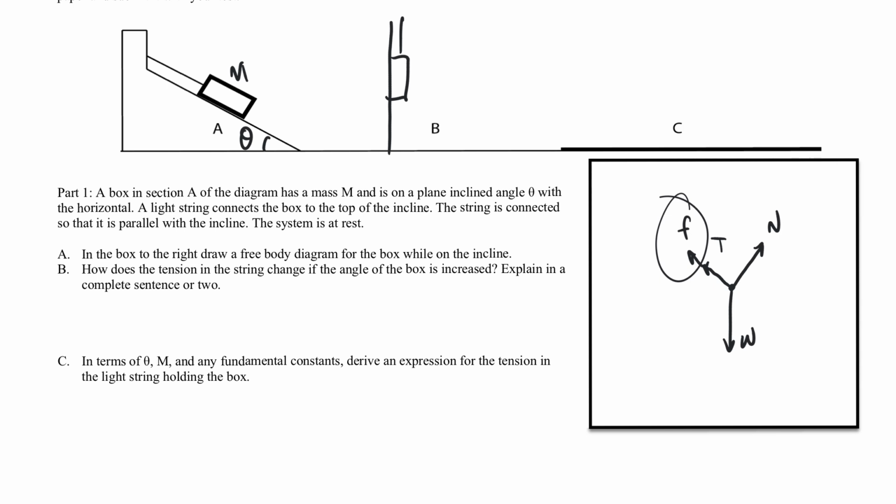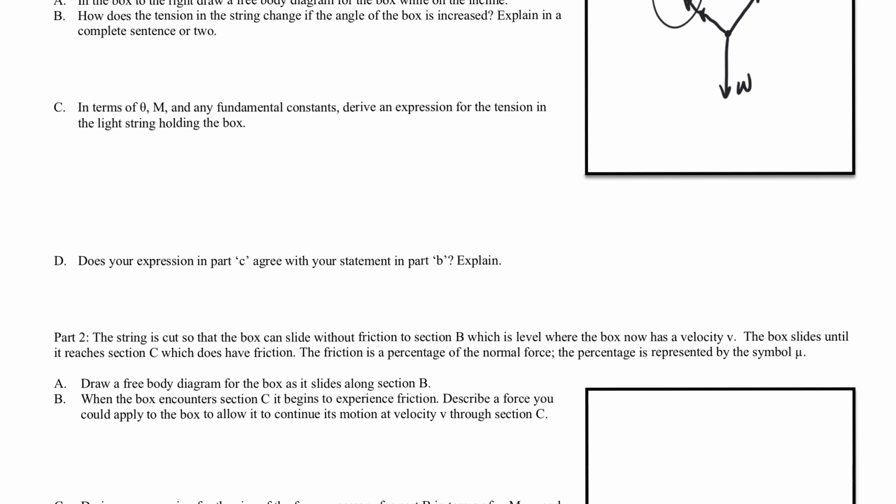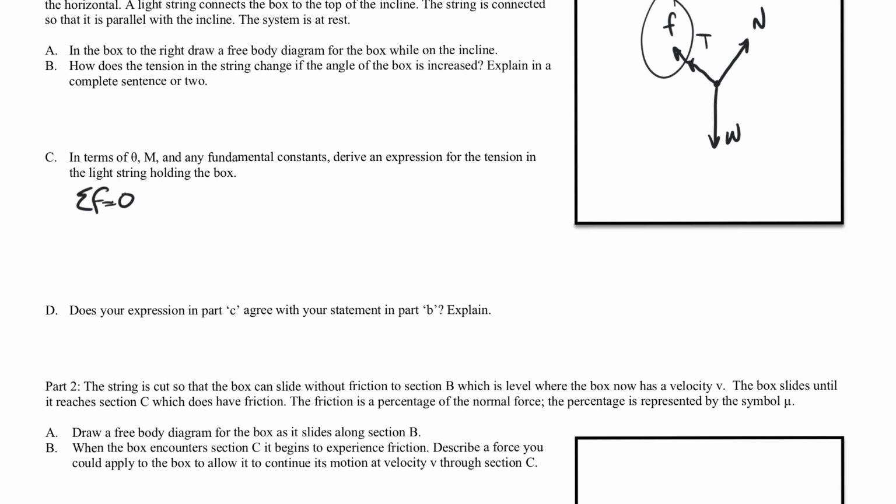Question C, in terms of theta, m, and any fundamental constants, derive an expression for the tension in the light string holding the box. I think you have to start with net force equals 0. We've done enough of these style problems to know that you're most likely to put your coordinate system aligned with the ramp, somehow like that. And that would align it with 2 of our forces if we exclude friction.